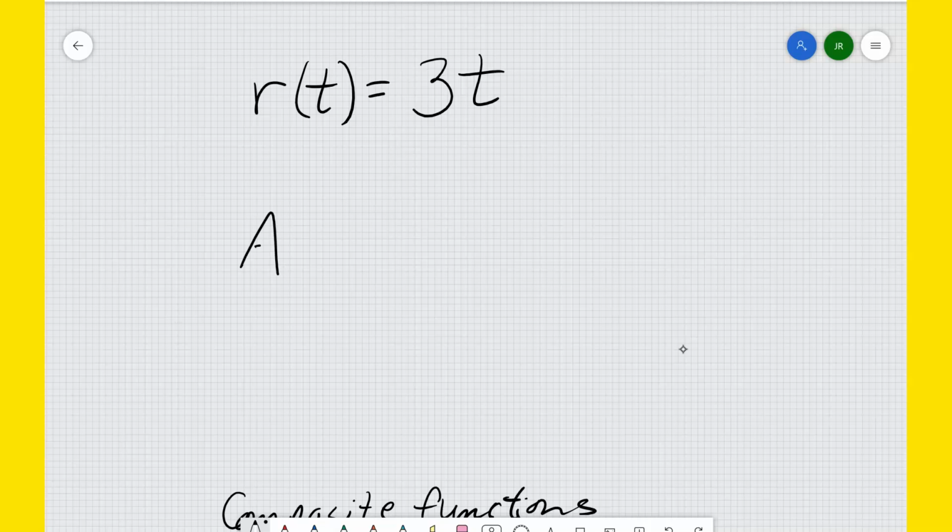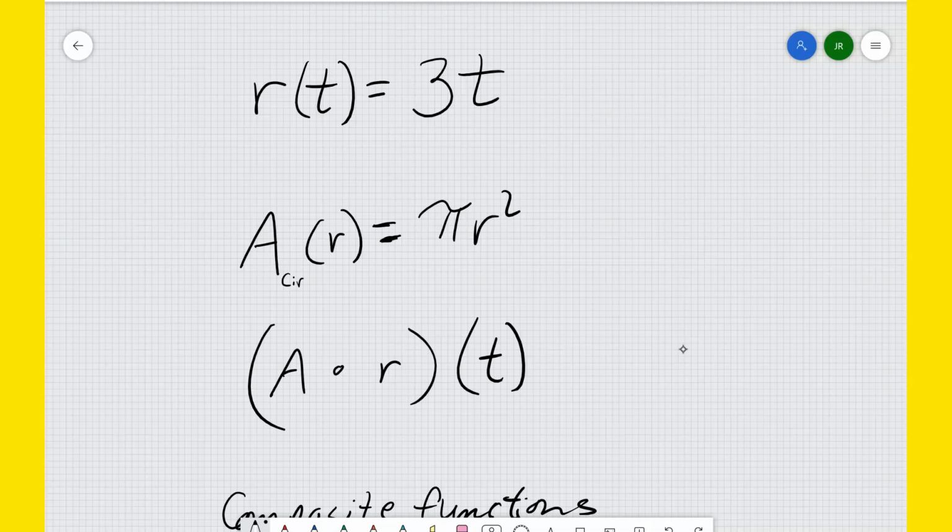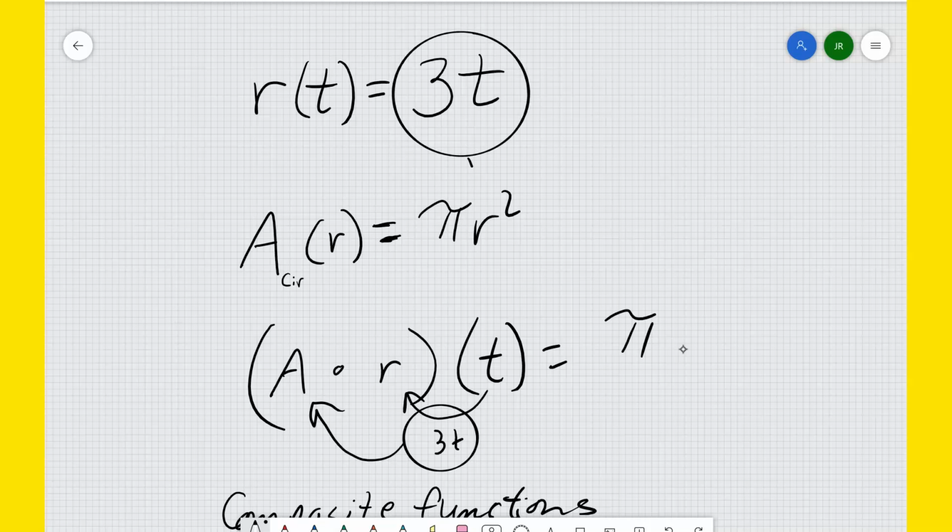And then you know that the area of a circle as a function of the radius is pi r squared, right? The area of a circle is pi r squared. So then you can compose the area as a function of the radius as a function of time, where you plug t into r and you get 3t from that, and you take that and plug it into A. We basically replace that whole r with 3t, because that's what the radius is as a function of time.